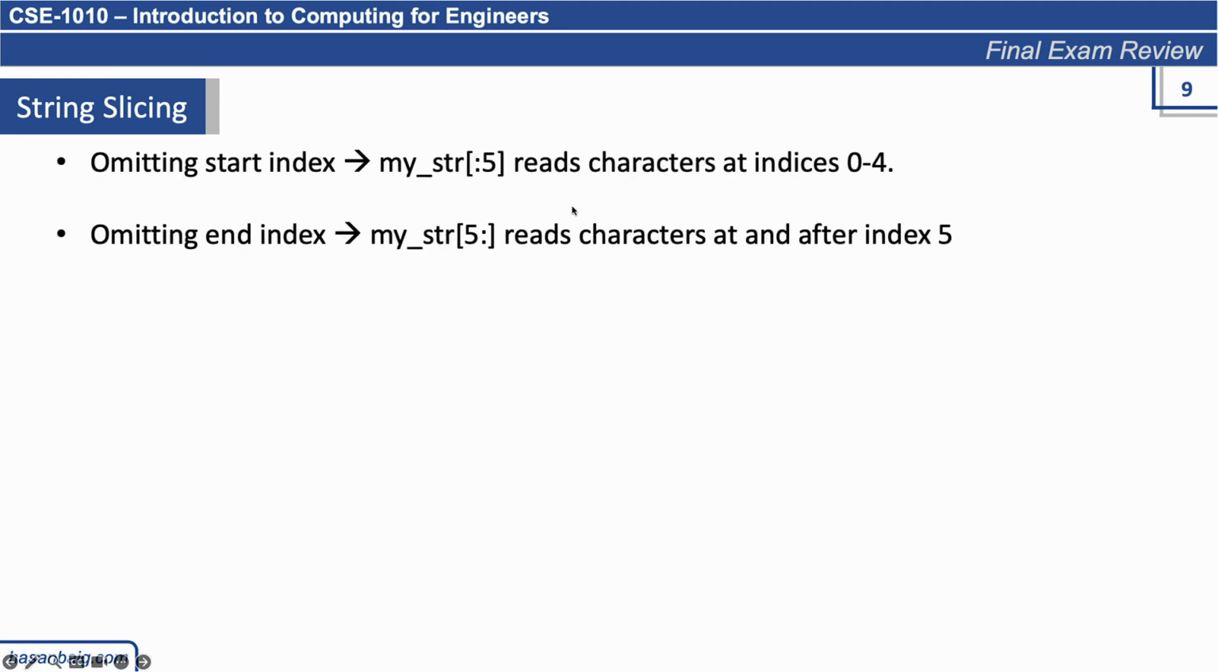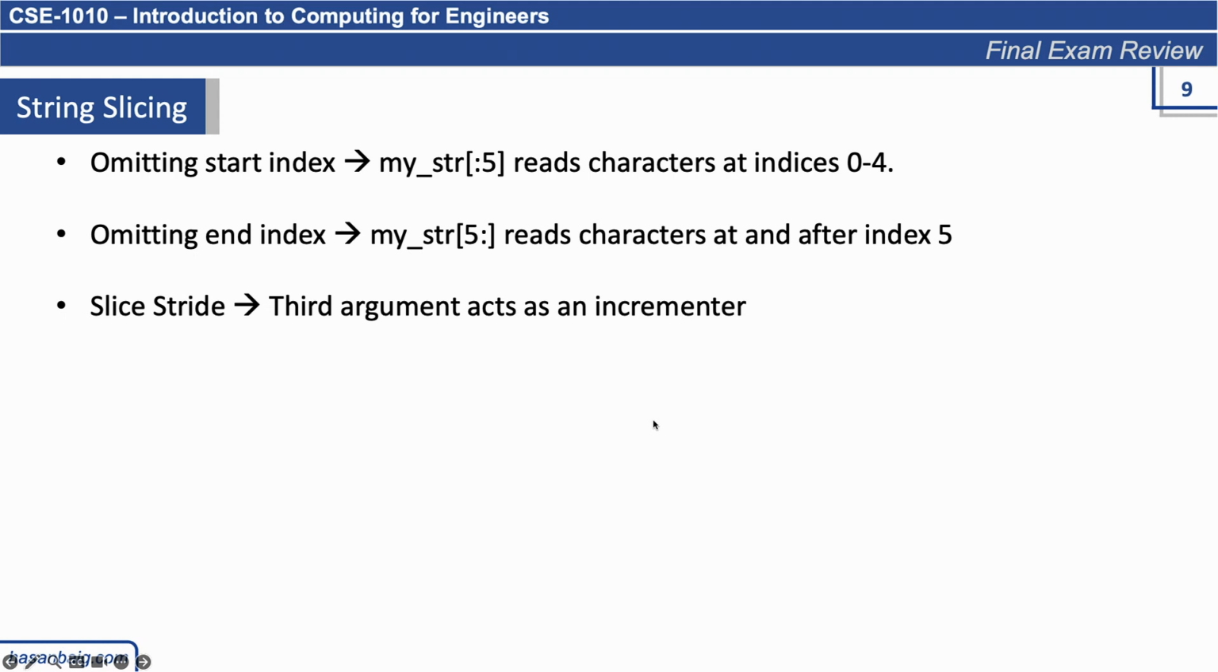Okay, we can omit a start index. If we do not specify any index, it means that we are starting to read from the first character all the way until the character that we have specified. So here in this case 0 to 4, because 5 is excluded. Similarly, we can omit the end index, which means we start reading from 5 all the way until the end of the string.